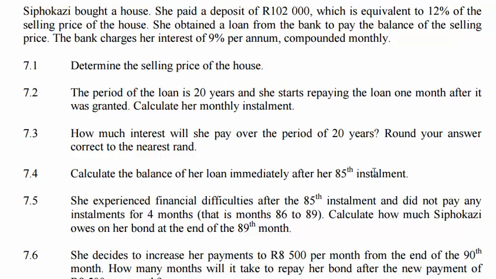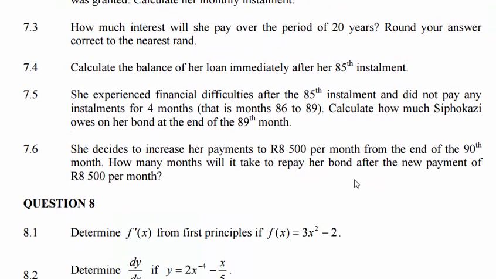The amount, the 200,000, is earning interest, so that when she comes back after 4 months to make payments, she finds it's not just 200,000 anymore. It's now like 270,000 or whatever. Does that make sense? Okay, so that's what we're going to calculate. She decides to increase her payment to 8,500 per month from the end of the 90th month. So it's just 89 months, so now she's going to start paying in 1 month's time again, so it's the normal situation.